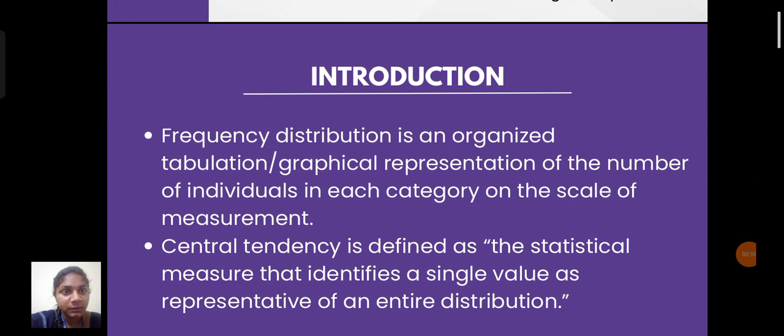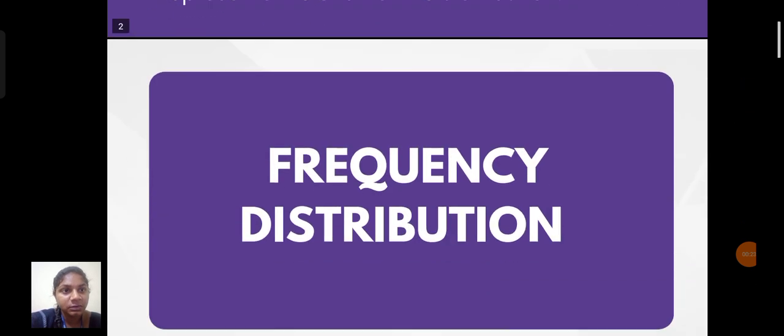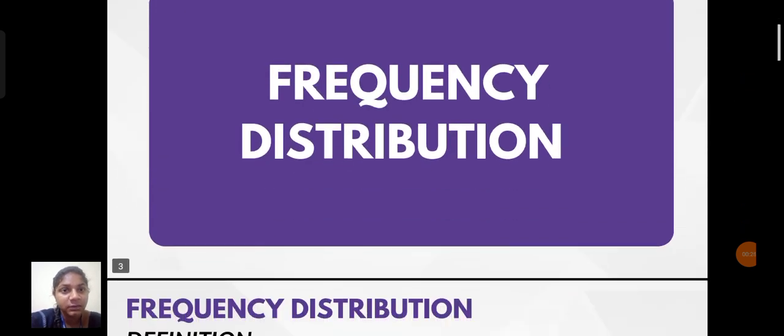The frequency distribution is an organized tabulation or graphical representation of the number of individuals in each category on the scale of measurement. And central tendency is defined as a statistical measure that identifies a single value as representative of an entire distribution. First, let's see the frequency distribution.